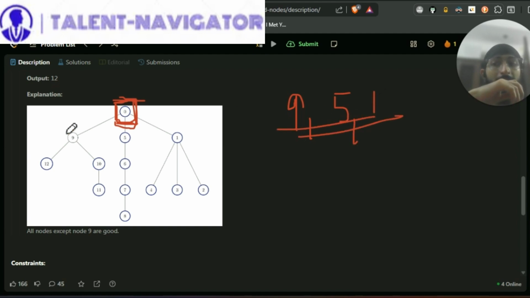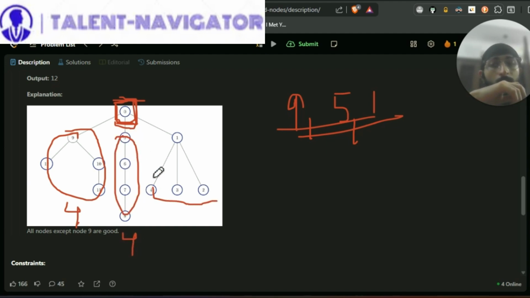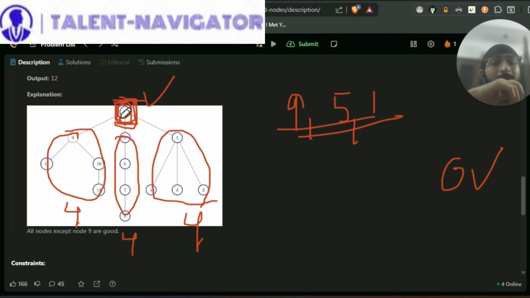So for 9, what is the subtree size here? The subtree size is 4. Under 5, the subtree size is basically 4 again, and for 1 as well, the subtree size is 4. So therefore 0 is a good node, 0 would be considered a good node. That is why it's marked as blue or highlighted as blue.